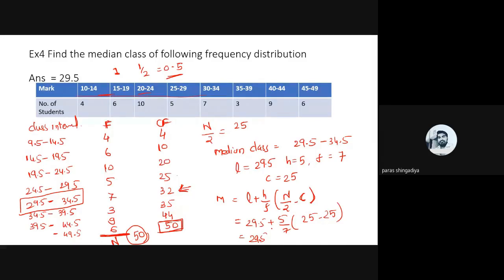Is there any... Is the procedure to evaluate the median clear? Is there any confusion, any query, any doubt?